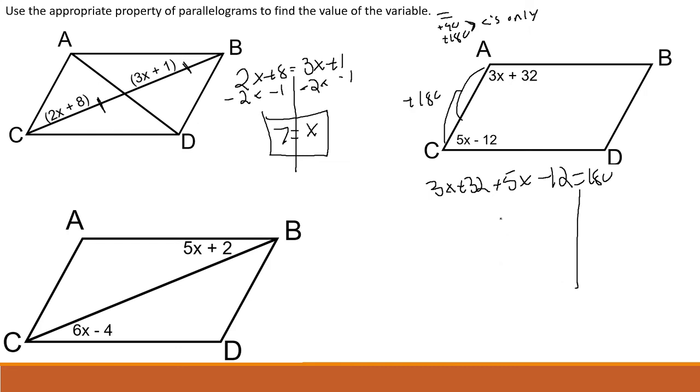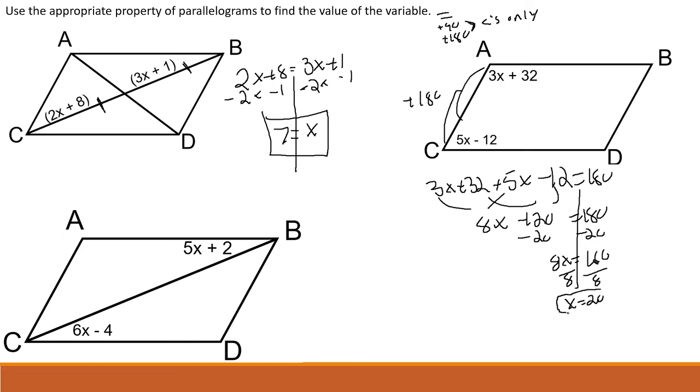So I'm going to simplify the side first. 3x and 5x make 8x. 32 minus 12 makes 20. Subtract 20 from both sides, we get 8x is equal to 160. Divide by 8, and we get x is equal to 20.